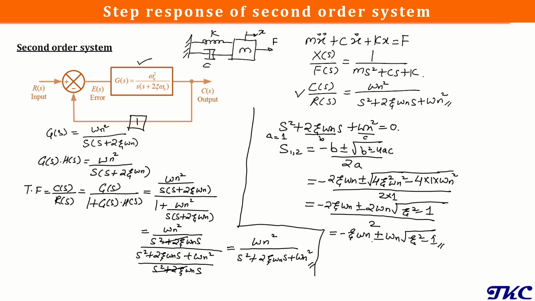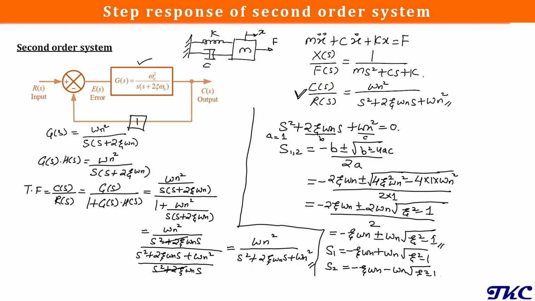So this is the value of roots of this equation, or we can say pole of this transfer function that we are having here. So the two roots we can write it as s1 is equal to minus zeta omega n plus omega n under root of zeta square minus 1, and second root is s2, and that is equal to minus zeta omega n minus omega n under root of zeta square minus 1. So we can see here the transfer function depends on the value of these two roots, and these two roots depend upon the value of zeta.